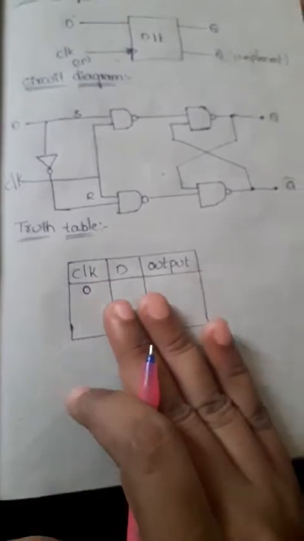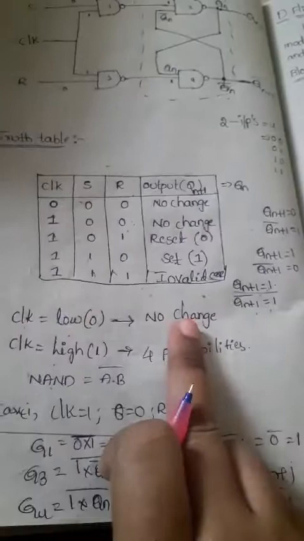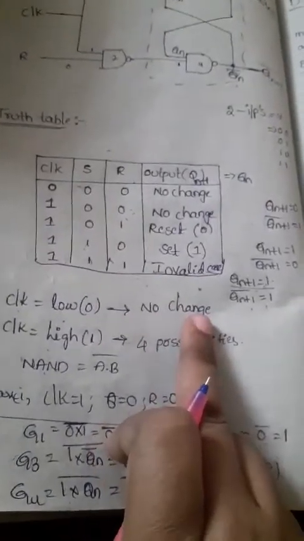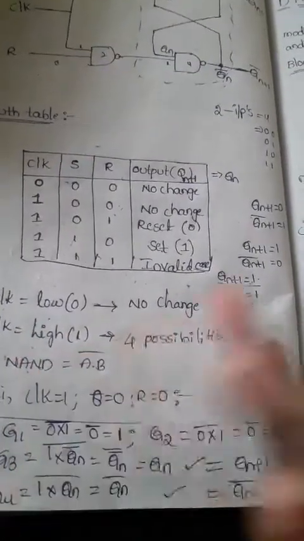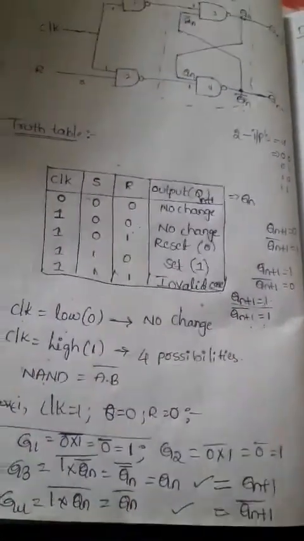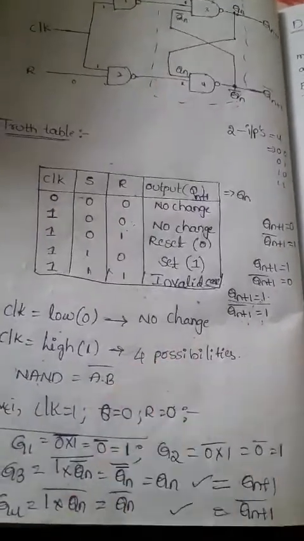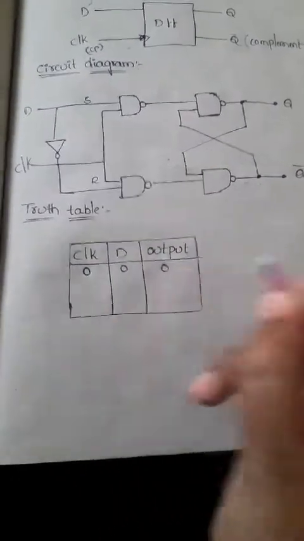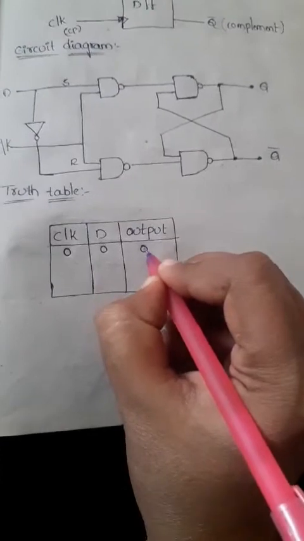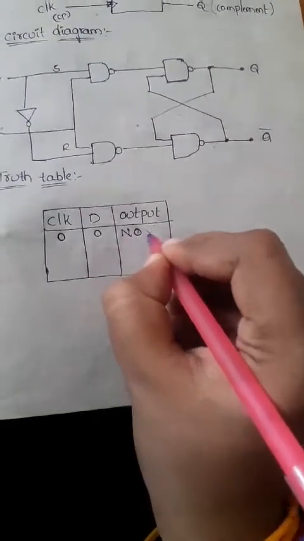Now we'll see what happens whenever the clock signal is 0, that is, whenever the clock signal is low. Automatically the output has no change operation, so the circuit will not produce any new output. There is no change of operation whenever the clock pulse is 0. So if the D input is 0, the output will also be 0, or we can say that it is nothing but no change operation.